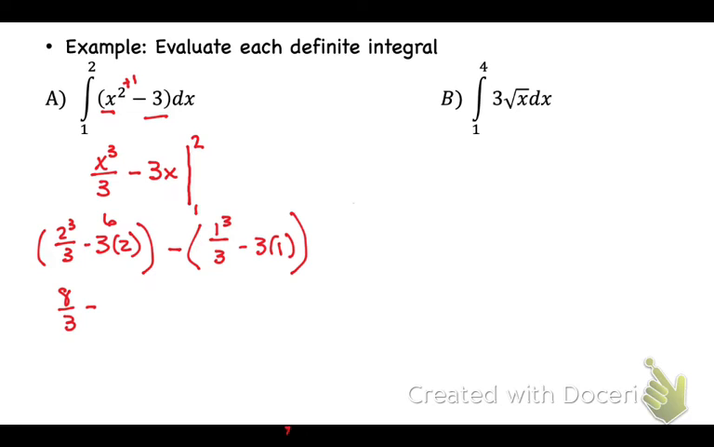18/3 minus 1/3 plus... Why would it be plus? Oh, because of the minus. You have to distribute that minus, don't you? Okay, plus 3, but we need it over 3. We need this 3 over 3, 9 over 3. We just got common denominators, right?